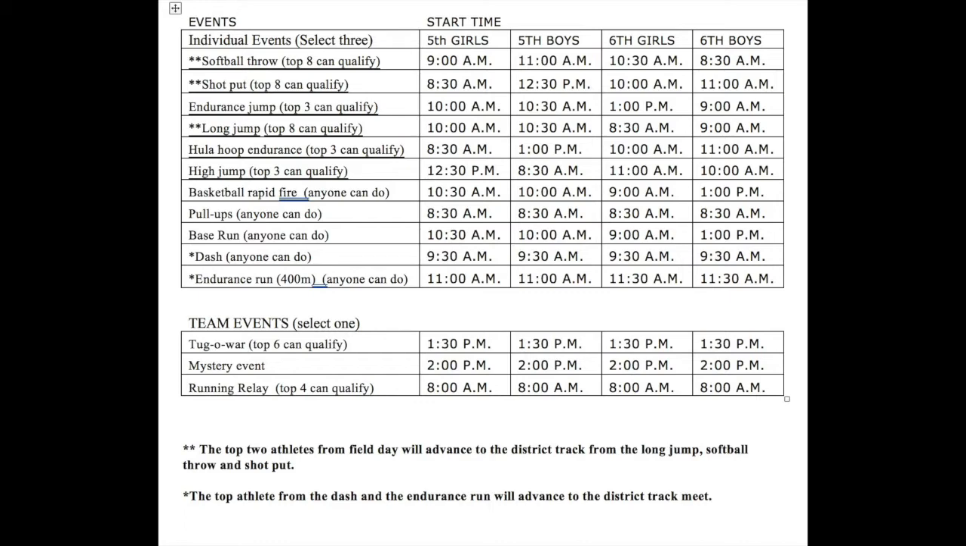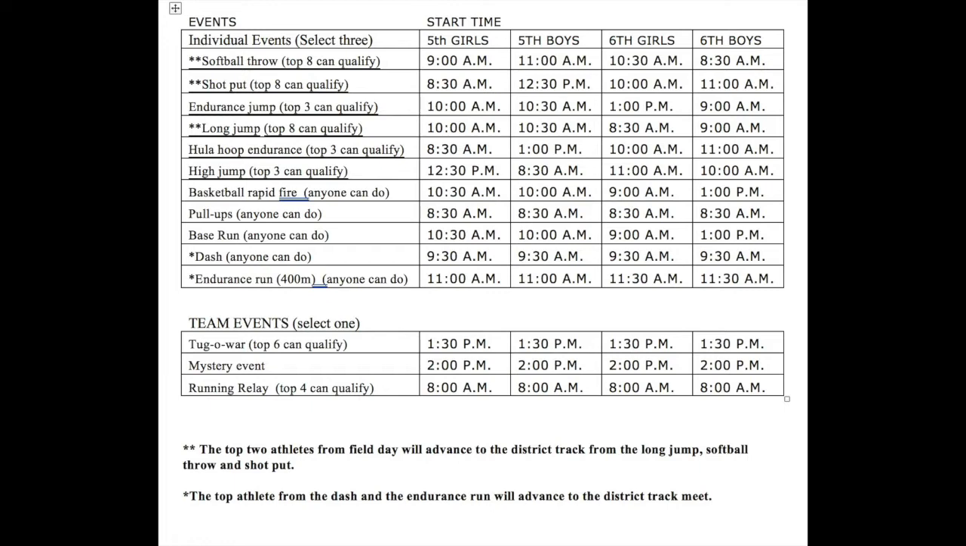Remember that the ones with the asterisk by them are events that our best athletes can do at the district track meet in late April or early May. If the event has 2 asterisks by it, that means we can send 2 boys and 2 girls from 5th and 6th grade to those events. For example, we can have 2 people do the softball throw, the shot put, and the running long jump.